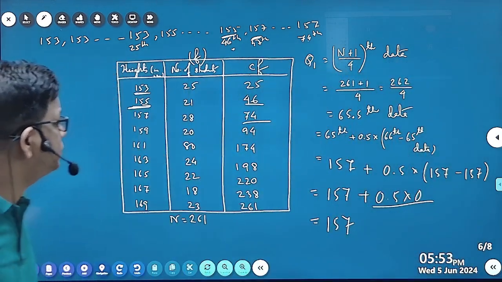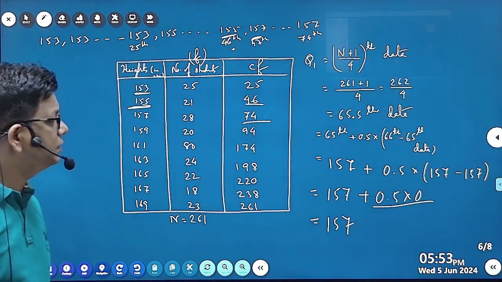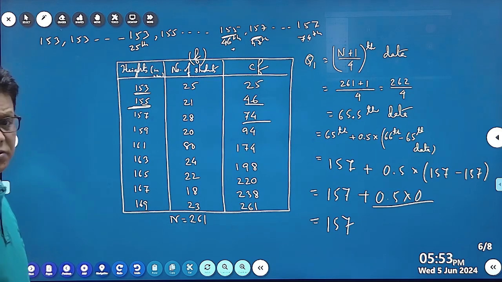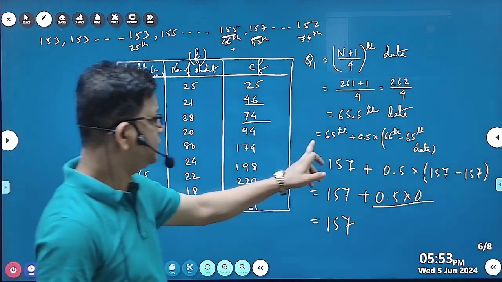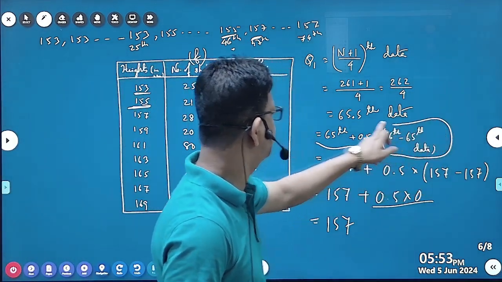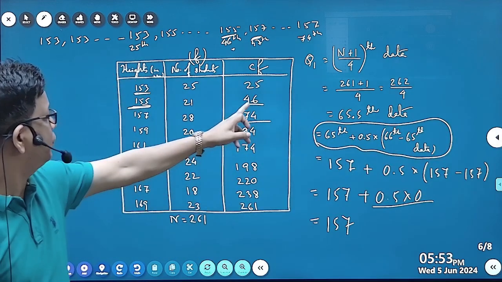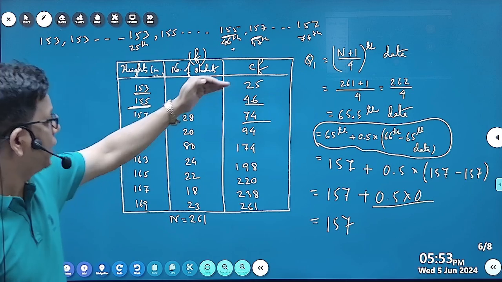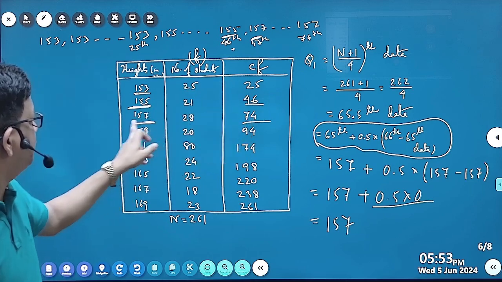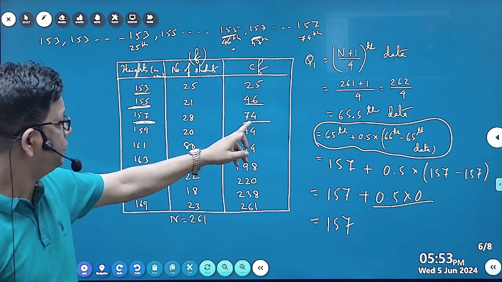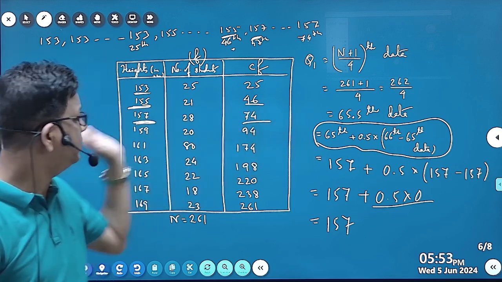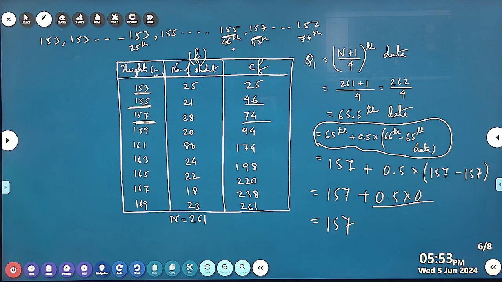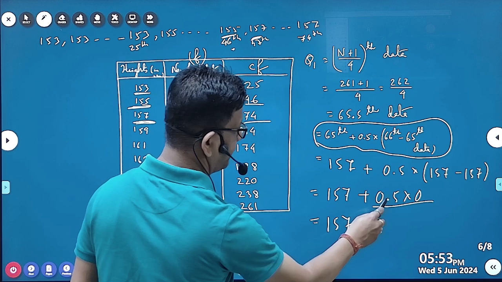You just try to find Q3. Then this problem will be over. Q3 is to be multiplied by 3 there. I hope everyone, this line is clear. This is the most important one. Up to 46th, 155 will come. After 46 till 74th, 157 will come. So for 47 to 74th, when 157 is there, the 65th will be that number only. Yes or no?